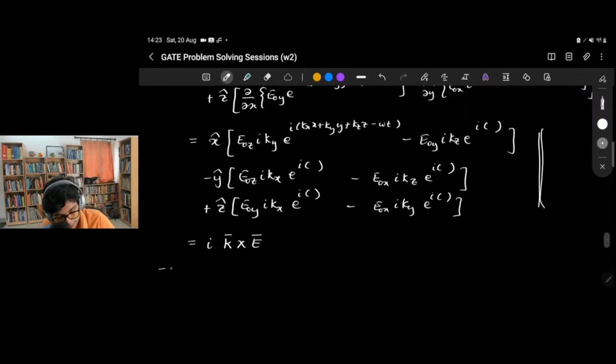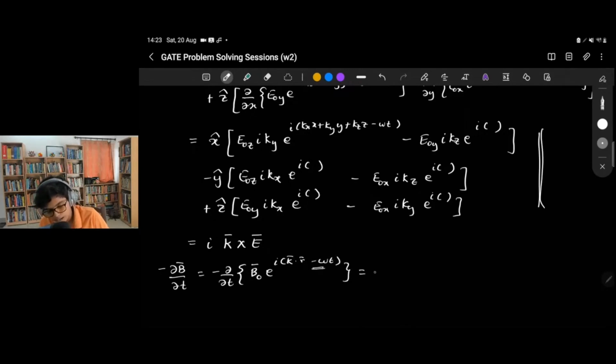And for the right hand side of this equation, we have minus del B by del t. So if we work that out, this is minus del by del t of B naught e to the power i (k dot r minus omega t), which is nothing but, this time, minus i omega will come out. So you have minus i omega coming out, B naught e to the power i (k dot r minus omega t), which is nothing but i omega B.